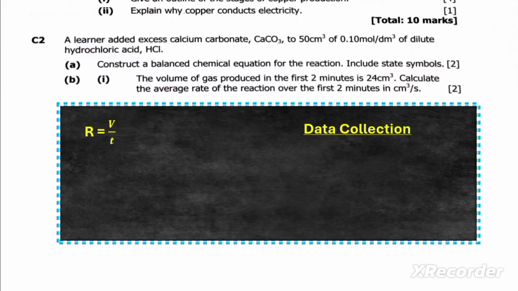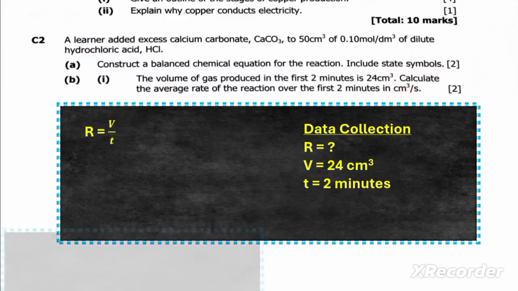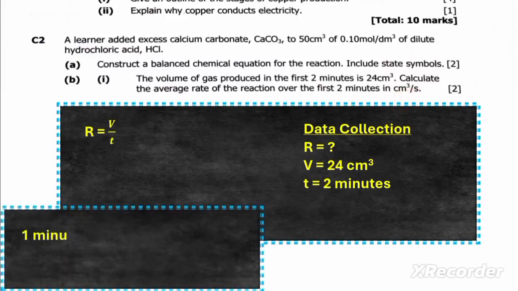Data collection. What have we been given according to our question? We are looking for rate. Then volume has been given, which is 24 cubic centimeters. Then time has been given, 2 minutes. Now we are told that rate should be in cubic centimeters per second. So therefore, let us convert 2 minutes to seconds. We need to remember that 1 minute makes 60 seconds and we have 2 minutes here.